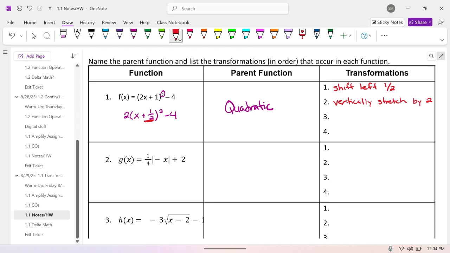Now, do we have a reflection going on? That's the next step. Is there anything being multiplied by a negative? No. So there's no reflection.